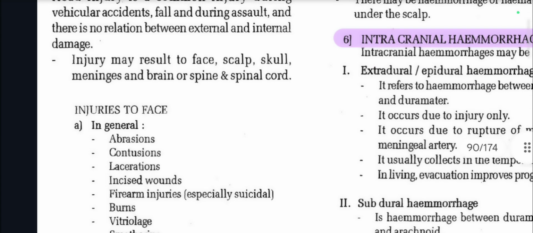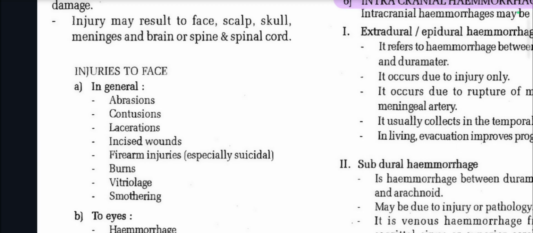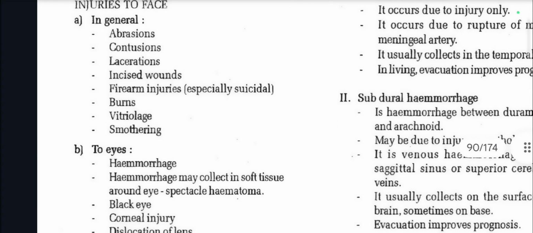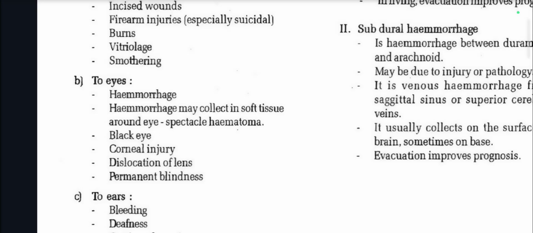Now, what are the injuries to face? In general, we get abrasions, contusions, lacerations, incised wounds, firearm injuries, especially suicidal, then burns, vitriolage, and smothering. So, in eyes, we get hemorrhage. Hemorrhage may collect in soft tissue around eye, spectacle hematoma, black eye, corneal injury, dislocation of lens, permanent blindness.